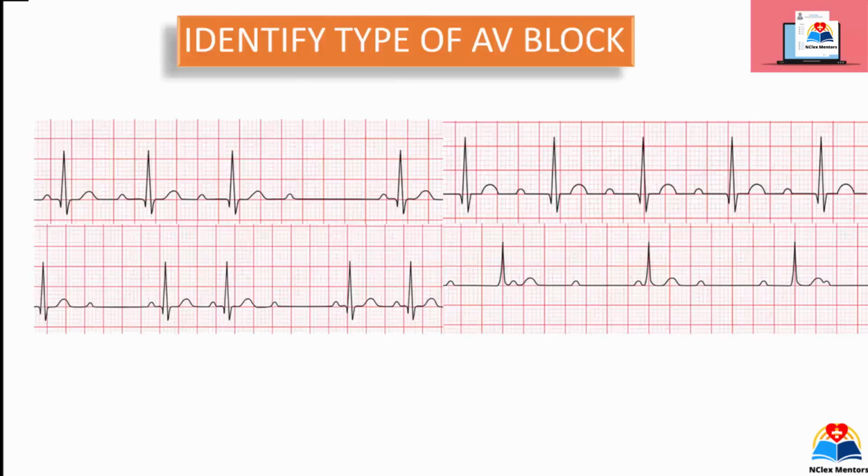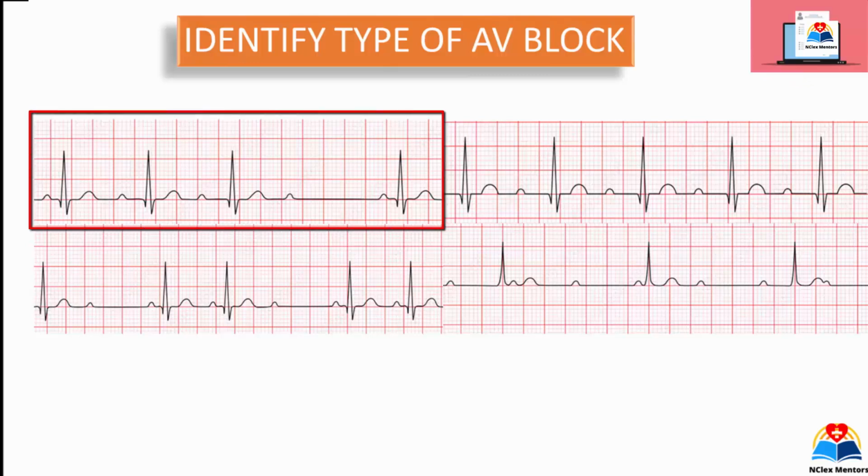Okay, so much with the theory. Let's start with the practice quiz. You are given 4 types of heart blocks in EKG strips. Your job is to identify the type of heart block. This is grade 2 type 1 heart block.